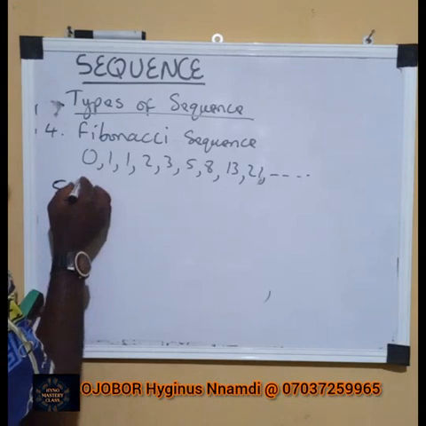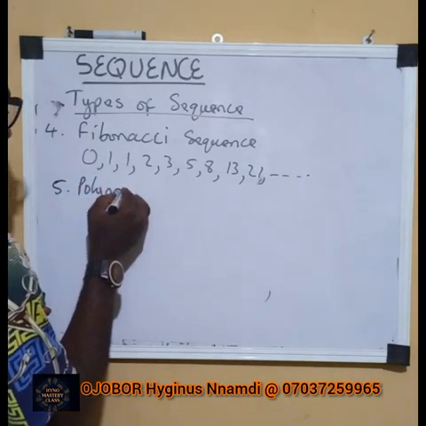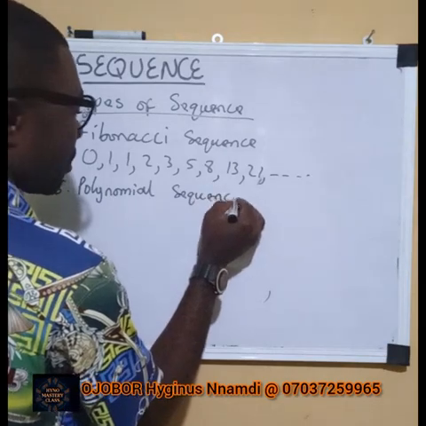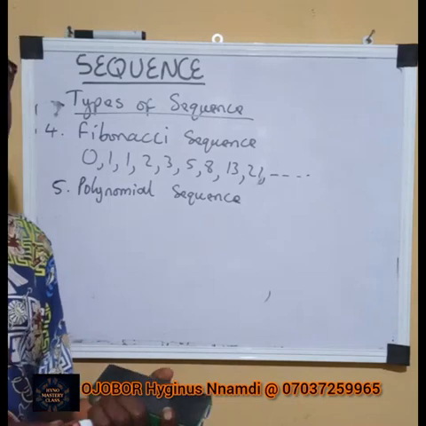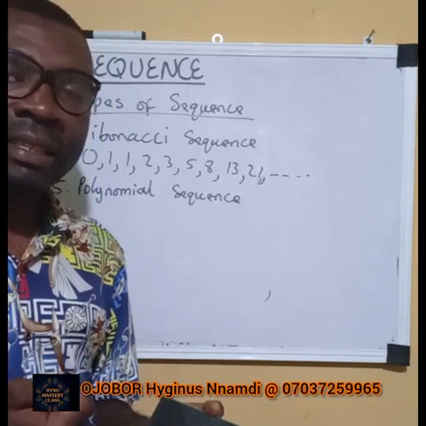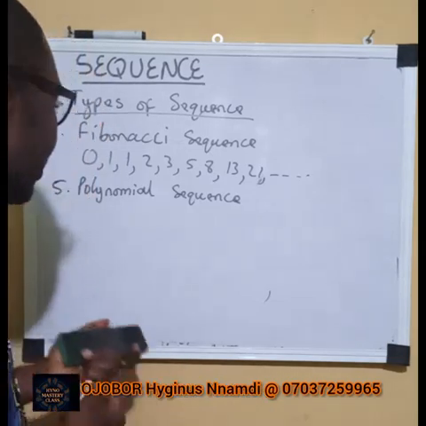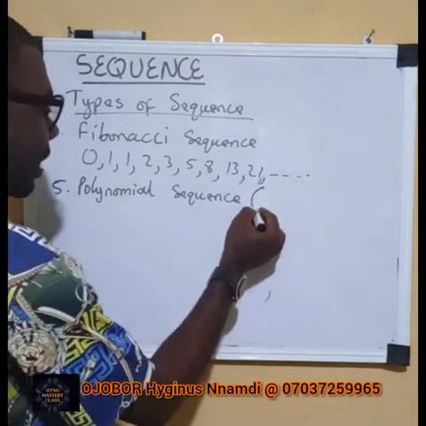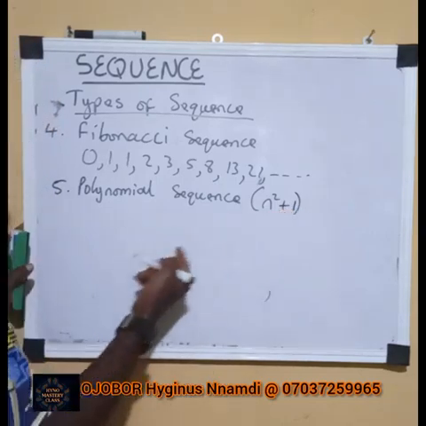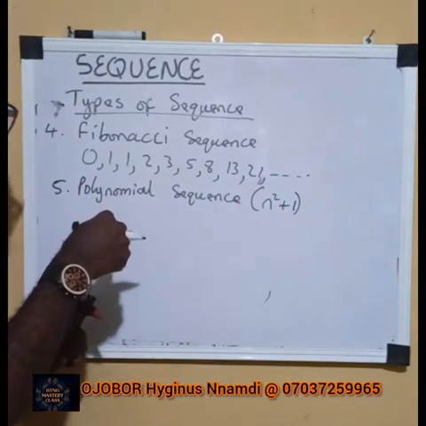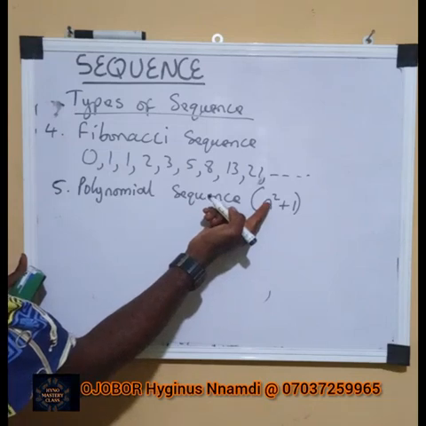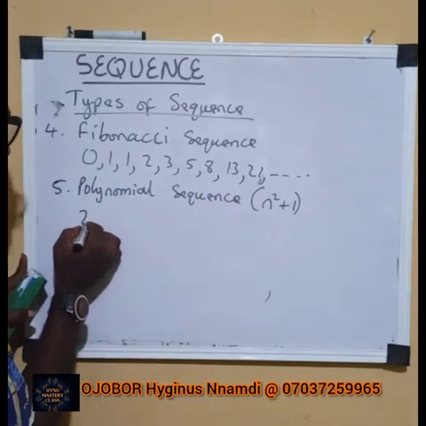We also have polynomial sequence. A polynomial sequence is a type of sequence whose terms are gotten using a particular quadratic or polynomial function. It's something like when you have a formula like n squared plus 1, for instance, where n is the position of the term, that is 1, 2, 3, 4. So for the first term, n becomes 1. If you substitute 1 into this, you have 1 squared plus 1, so the first term is going to be 2.